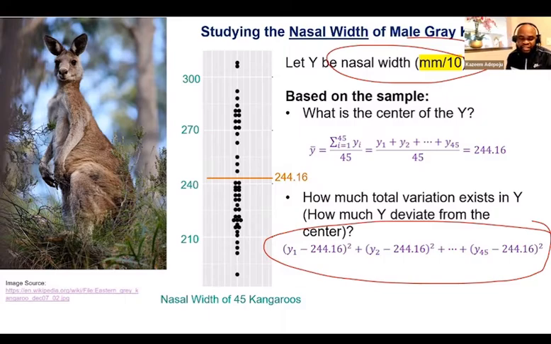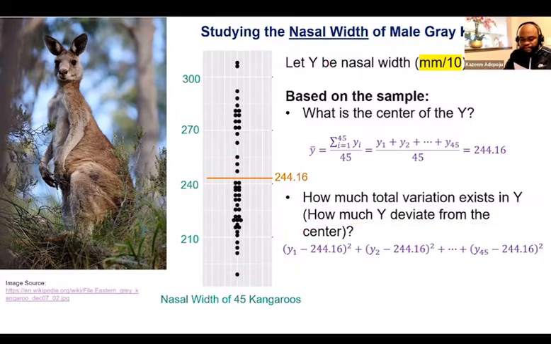Then I'm going to subtract the center now from each of the values, and I'm going to square each of the differences, and I'm going to add them up. Okay, so when you add them up, we're going to have 40,196. So 40,196 is basically the total variation that exists around the response.